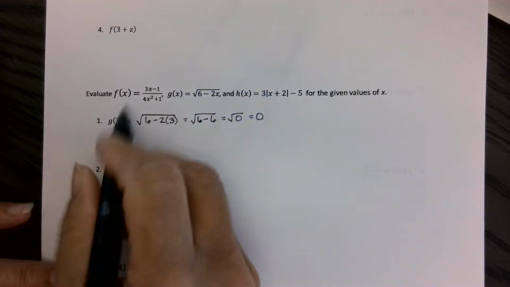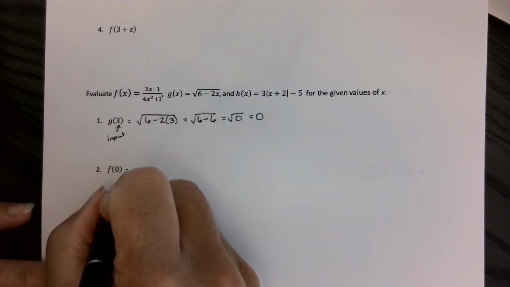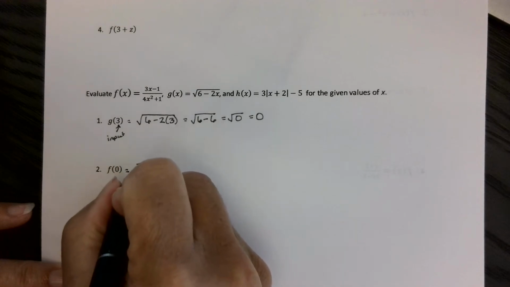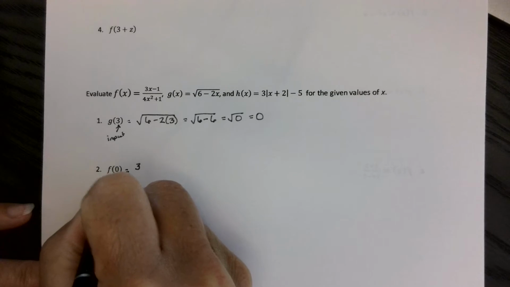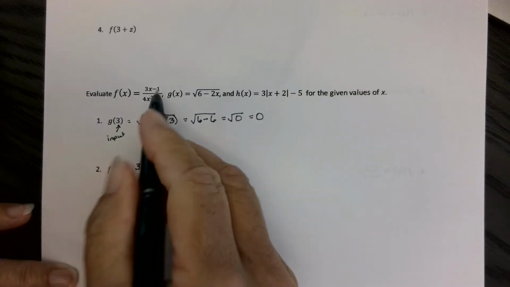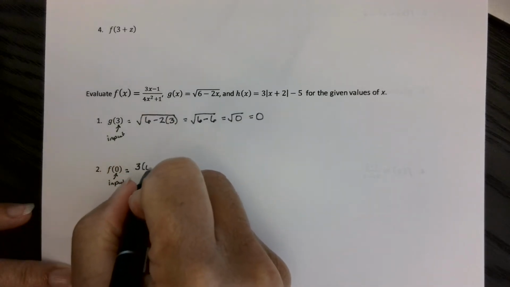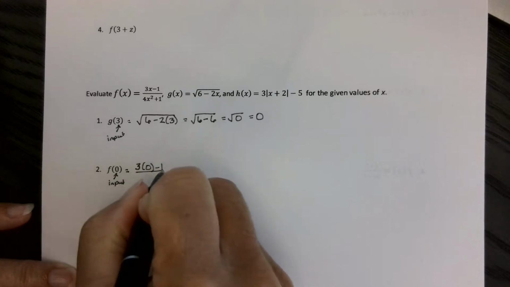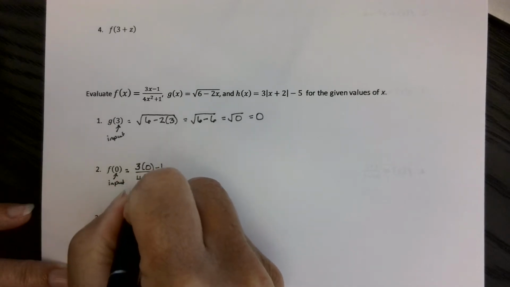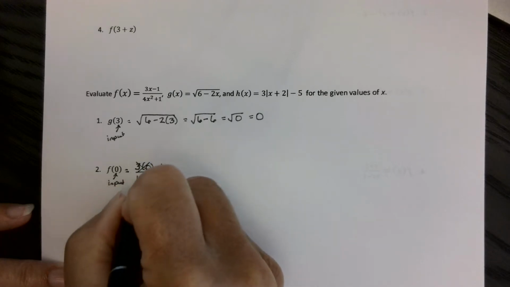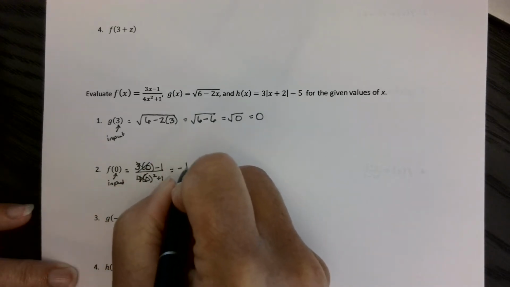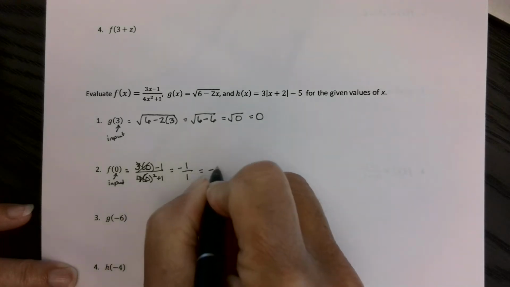Right here, I'm going to use f of x. So wherever I see an x, it's f of 0. So that's our input. Wherever I see x, I'm going to put a 0. So I have 3 times 0 minus 1 over 4 times 0 squared plus 1. That gives us 0. This gives us 0. We have negative 1 over 1, which is a negative 1.